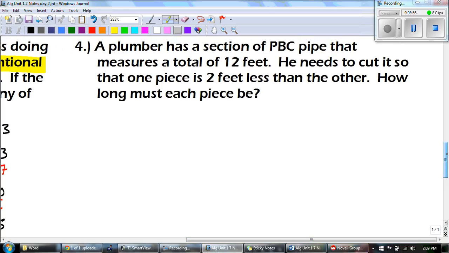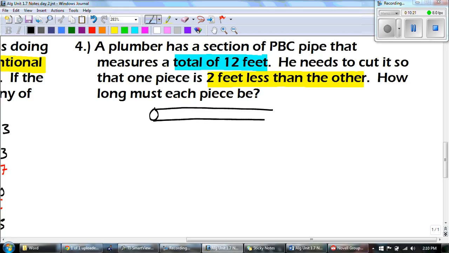Okay. Number 4. A plumber has a section of PVC pipe that measures a total of 12 feet. He needs to cut it so that one piece is 2 feet less than the other. How long must each piece be? So for this, I'm going to draw a picture.